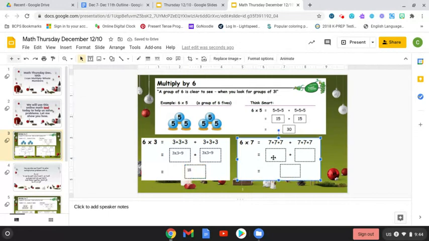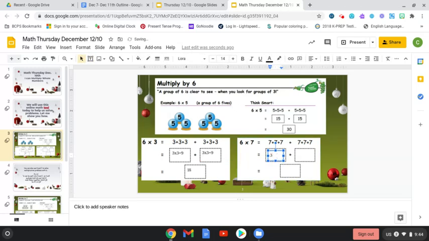Let's look at this one. 6 times 7. So once again, a group of 6 is clear to see when you look for groups of 3. I split that 6 into a group of 3 and 3. So instead of 6 times 7, I have 2 groups of 3 sevens. Or, I did not. One moment. Okay, I had a text box in here.